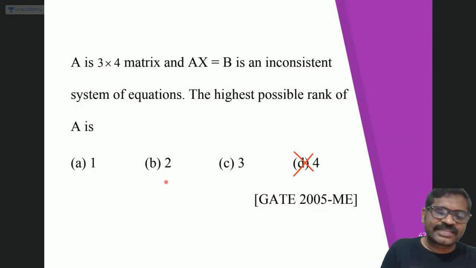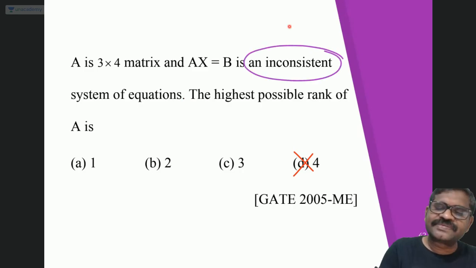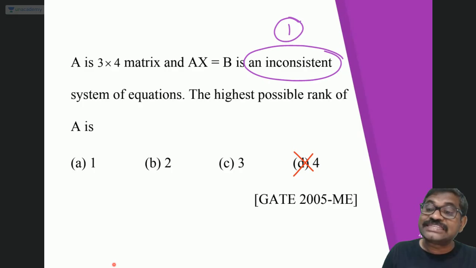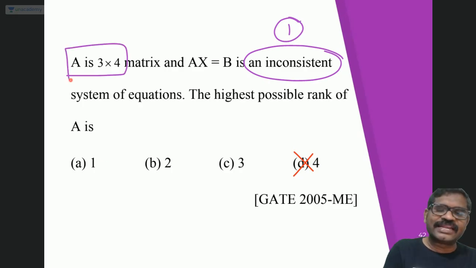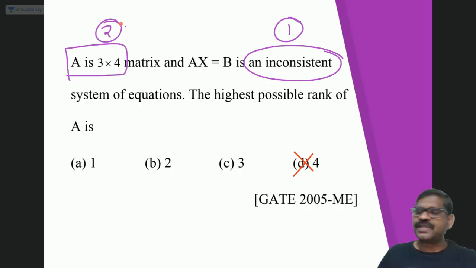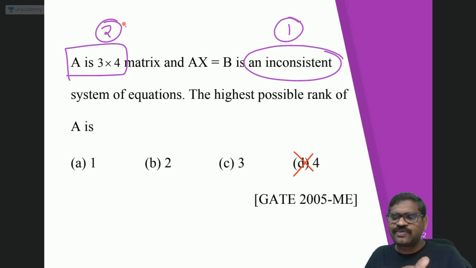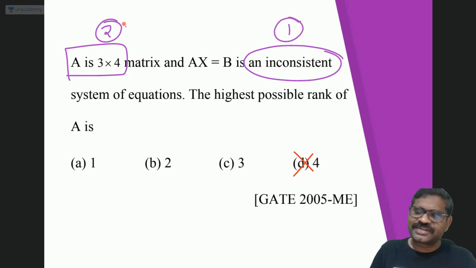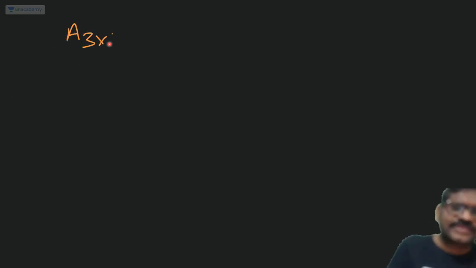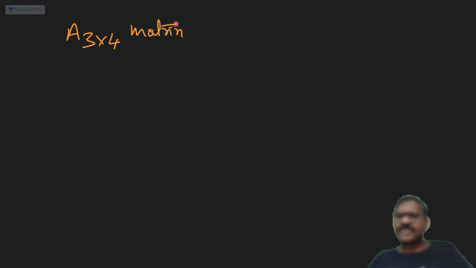This is the first hint. A is a 3 cross 4 matrix. Ax equal to B is an inconsistent system. This is the second hint. With the help of these two hints, we have to solve the problem. Concentrate while I am explaining. A is a 3 cross 4 matrix. It is given in the data.